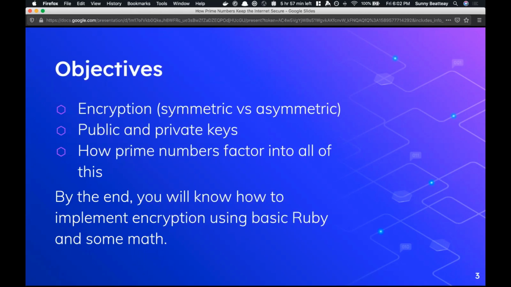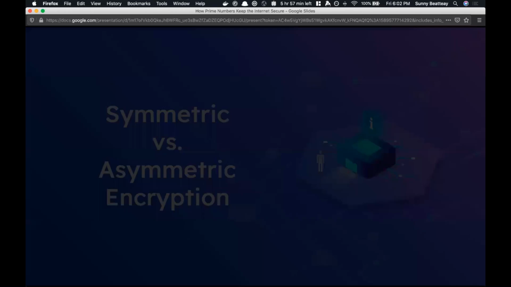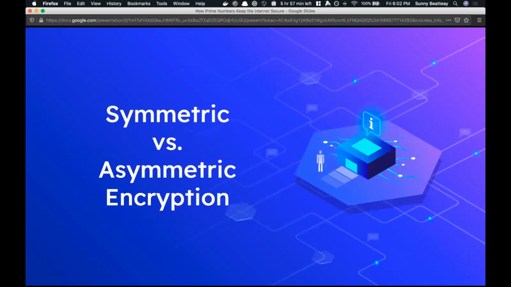By the end of this, you'll actually know how to implement encryption yourself using some basic Ruby and some basic math. And so you'll be able to actually encrypt your own messages, which I think is pretty cool. So let's dive into it. The first topic will be symmetric versus asymmetric encryption.